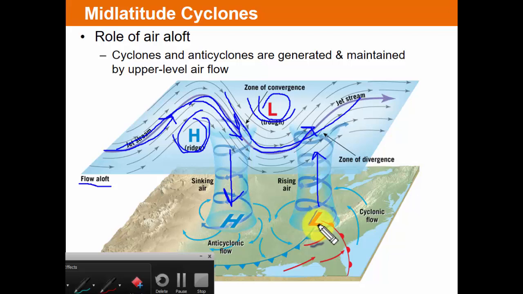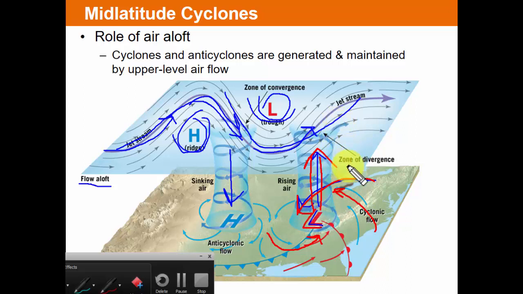Remember, low pressure at the surface is when air moves counterclockwise inward. I'm going to use red. Low pressure at the surface is when air moves counterclockwise and inward. It converges on that area of low pressure, also converges on those fronts. And because it converges, it piles up and air rises. So air is mechanically being forced to rise by convergence at the surface.